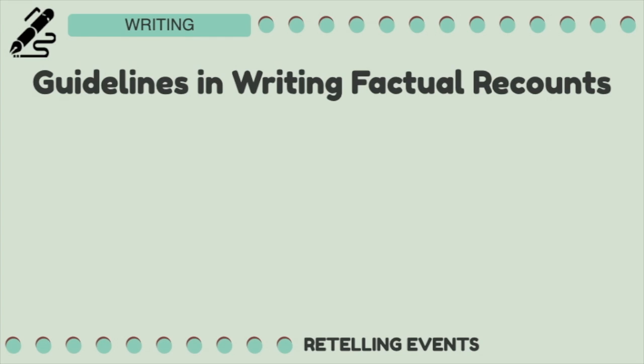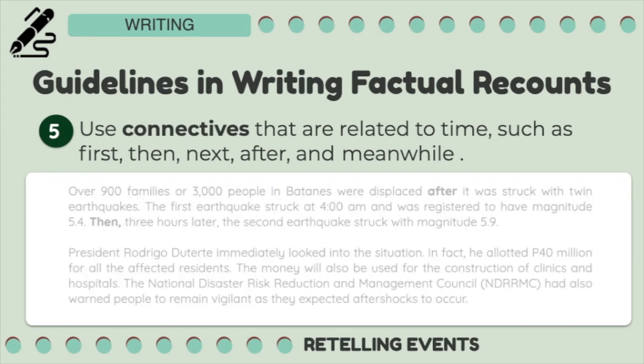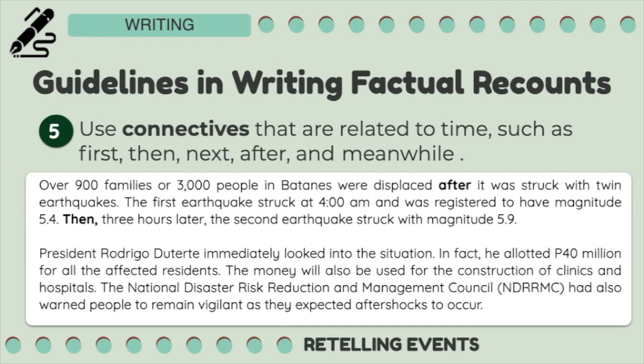The last thing you need to remember in writing a factual recount is to use connectives that are related to time, such as first, then, next, after, and meanwhile. Here, the author uses connectives such as after and then to join the thoughts together and to connect the events.